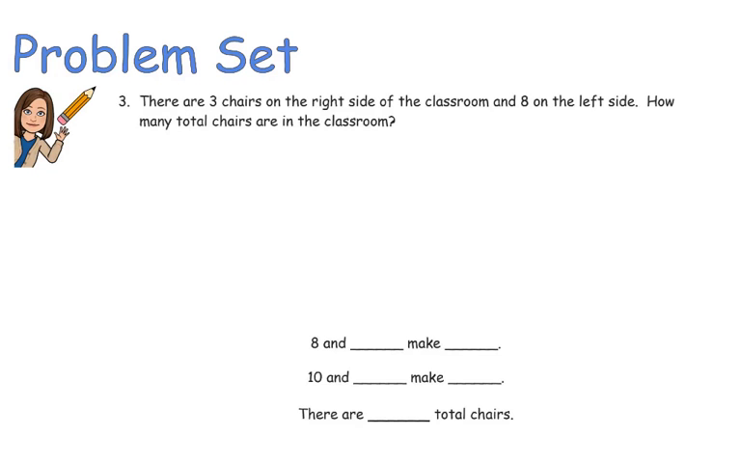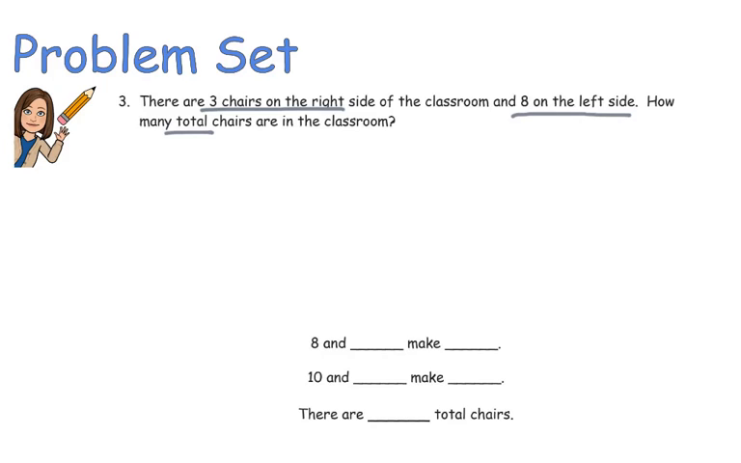Number 3. There are 3 chairs on the right side of the classroom. So we're going to underline that. 3 chairs on the right. And 8 on the left. So we're going to underline that. How many total chairs? So again, we're looking for the total. Are in the classroom.